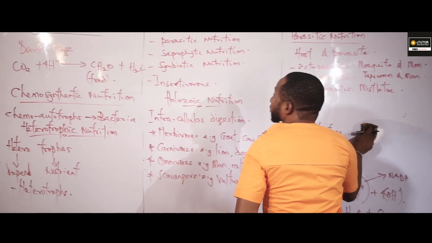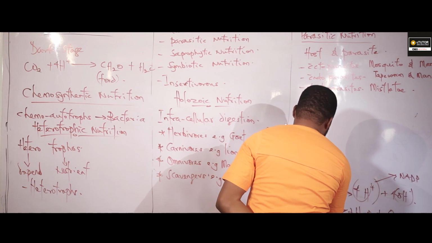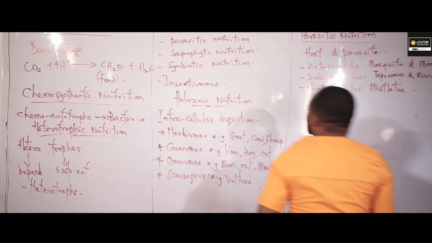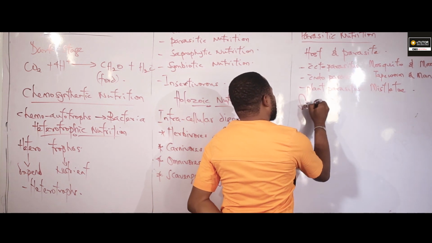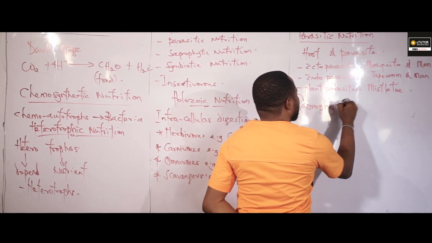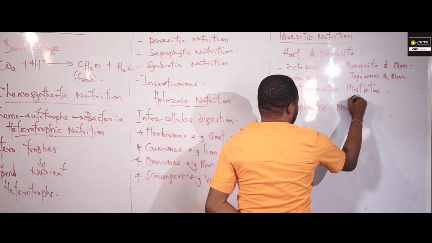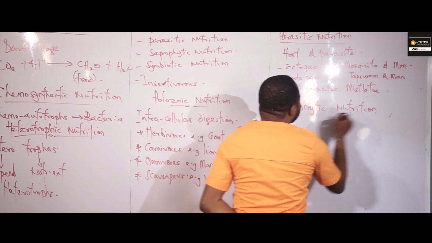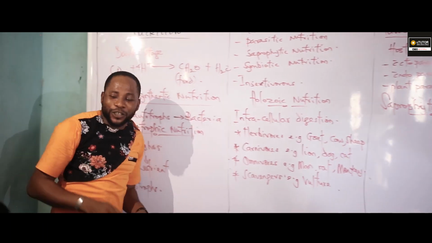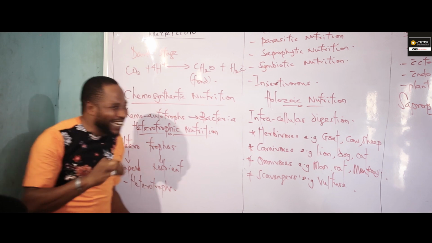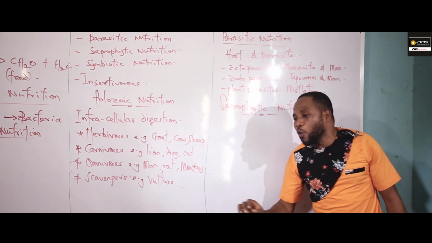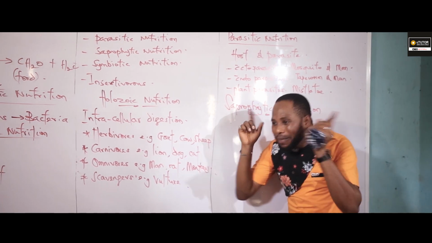Now the third one is saprophytic nutrition. I'll round up now. Saprophytic nutrition is the type of nutrition in which an organism feeds on solid, dead, and decaying organic matter. They feed on solid, dead, and decaying organic matter.